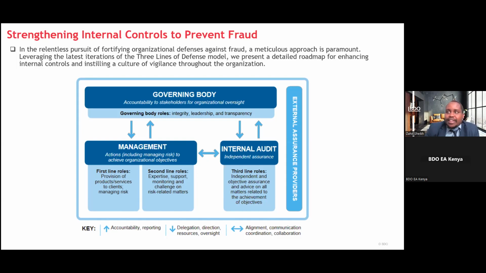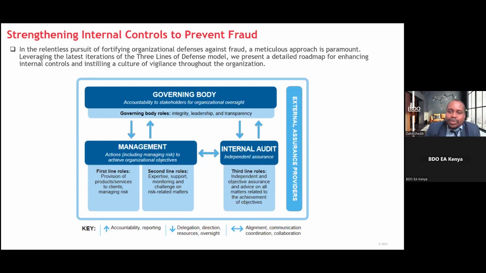We also provide independent reviews of any anti-fraud controls that you have implemented in your organization. This will offer a very unbiased perspective on their effectiveness and will also help you recommend improvements where necessary. BDO can also conduct very comprehensive fraud risk assessments. So these are usually company-wide assessments that assess and identify, prioritize, and mitigate any potential fraud risks or vulnerabilities to your organization.